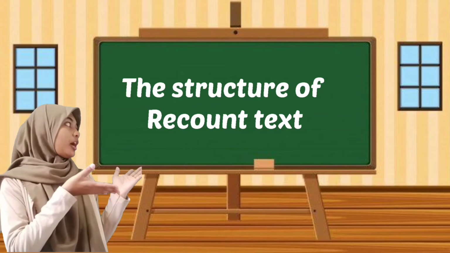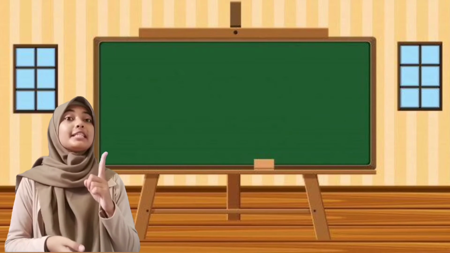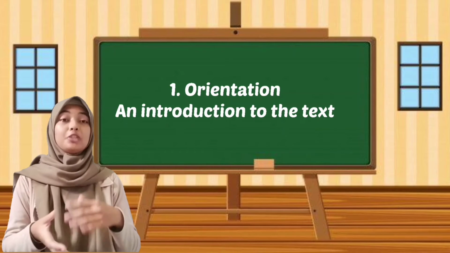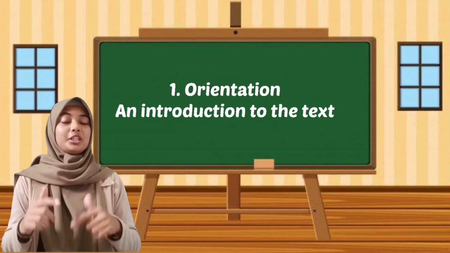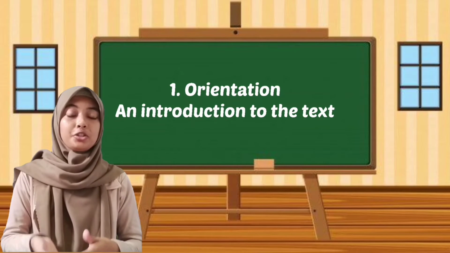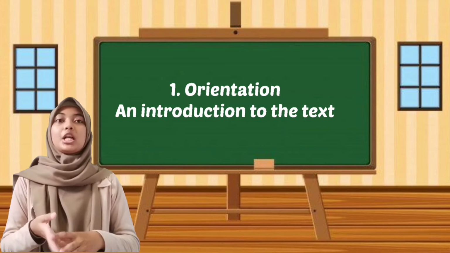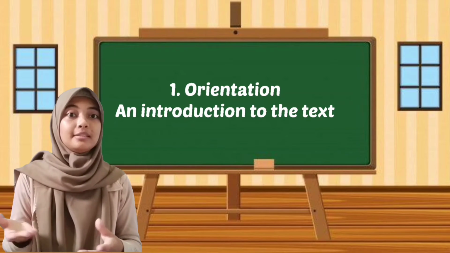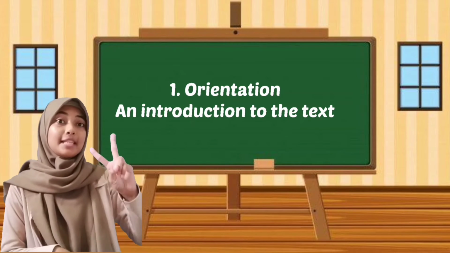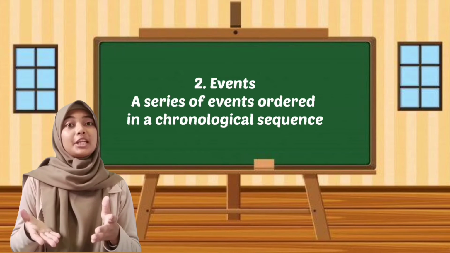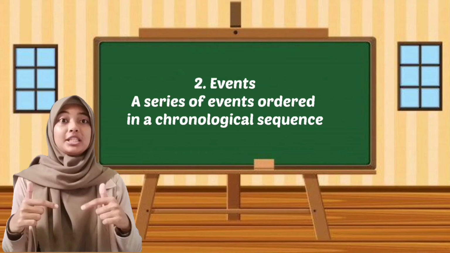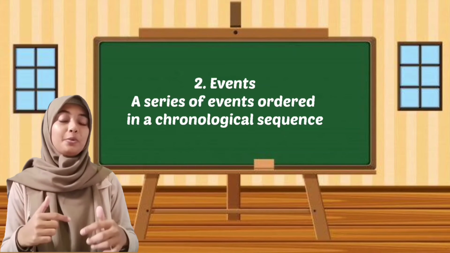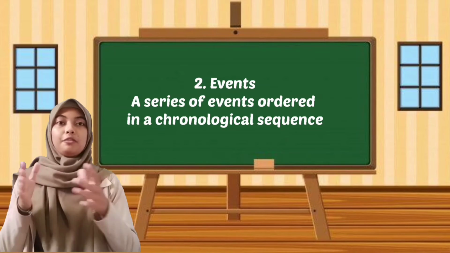Let's see the structure of recount text. The first is orientation. Orientation is a section to introduce the text. This section must contain the background information about the story, such as who is involved in the story, when it happened, and where it happened. The second is event. The event section is the core of the story. In this section, we must describe everything that happened in the story in sequence, from start to finish.